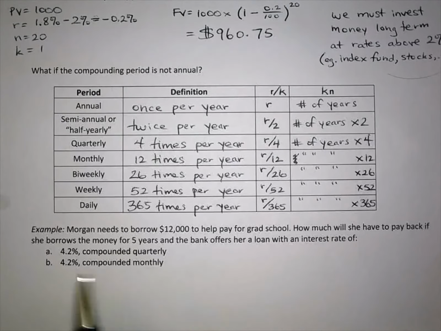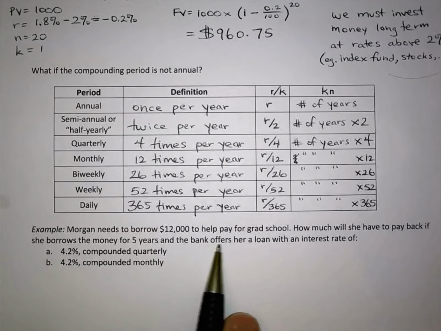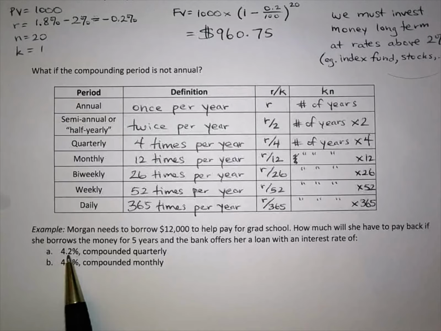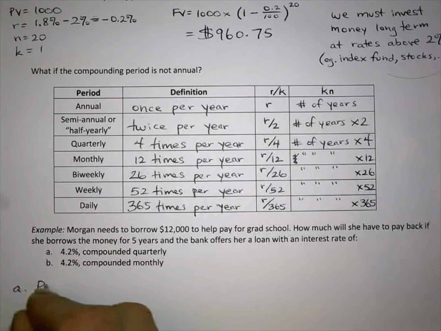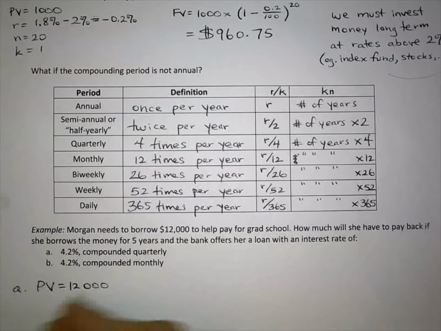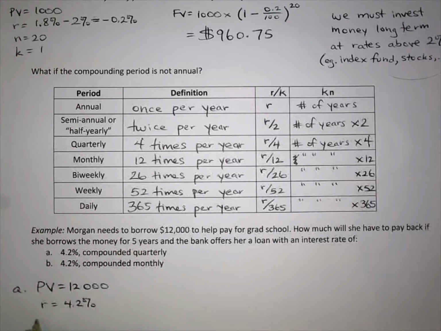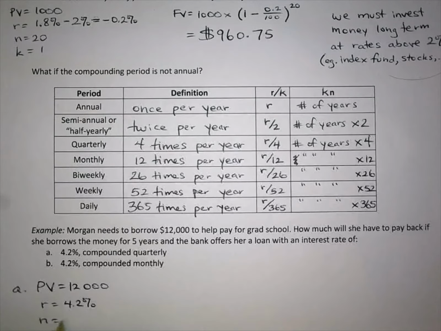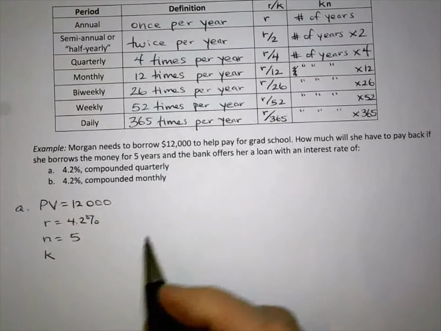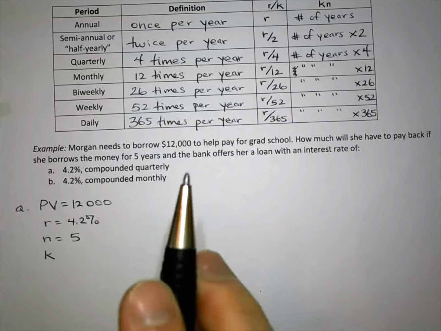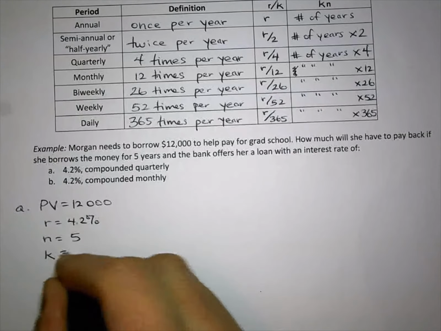How much will she have to pay back if she borrows the money for 5 years and the bank offers her a loan with an interest rate of 4.2% compounded quarterly, or 4.2% compounded monthly? So let's look at how these two questions are different. The first one: the present value, the amount that I'm borrowing, is $12,000. The rate is 4.2%. The number of years is 5. And then we have this issue with K, the number of compounding periods. It's quarterly, so that means I'm going to be compounding 4 times per year.